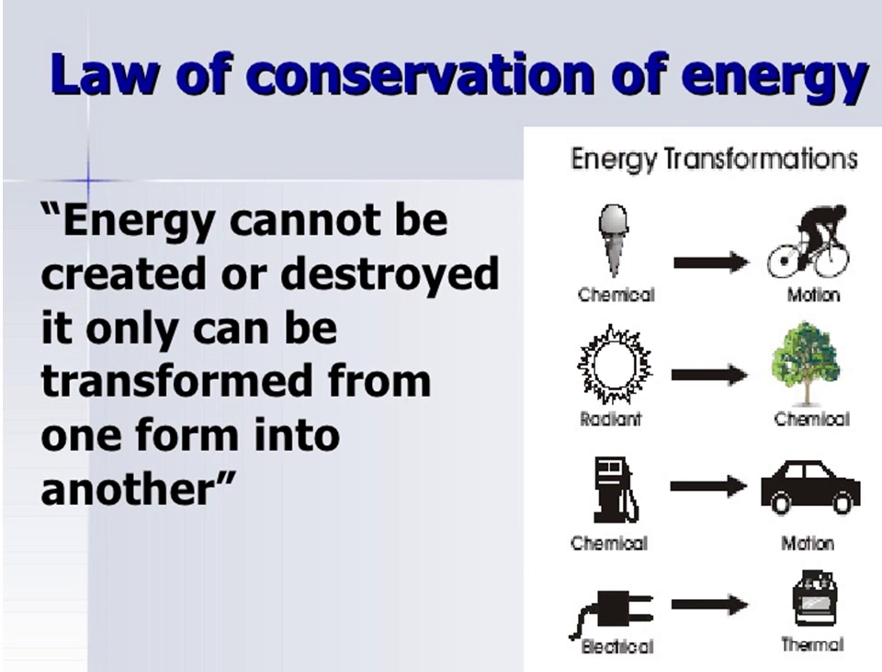The law of conservation of energy says that energy cannot be created or destroyed. It just can be changed from one form to another. For example, in order to ride your bicycle, you need the chemical energy that's in food. In order for a tree to grow, it needs the energy from the sun.